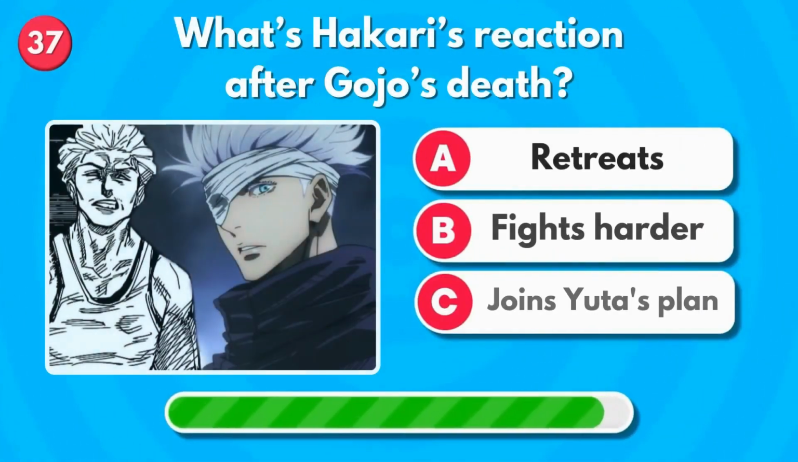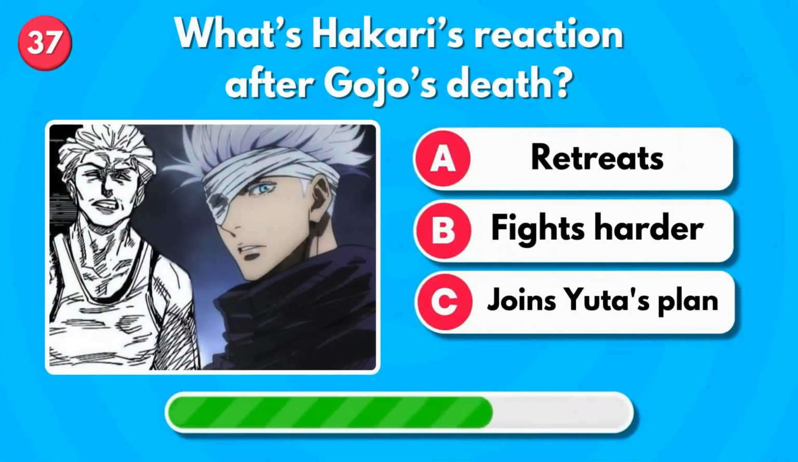What's Hikari's reaction after Gojo's death? Fights harder.